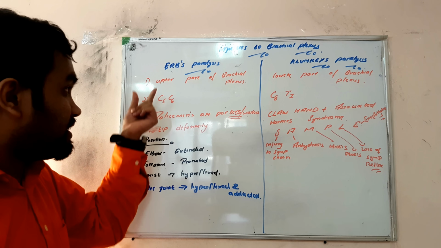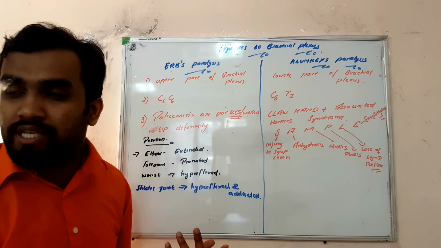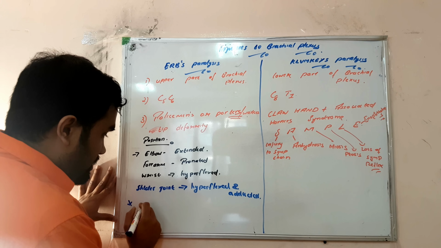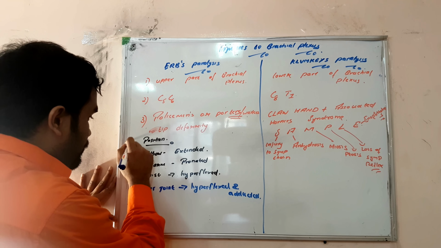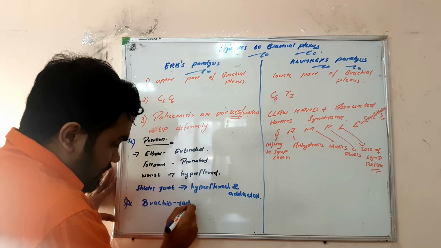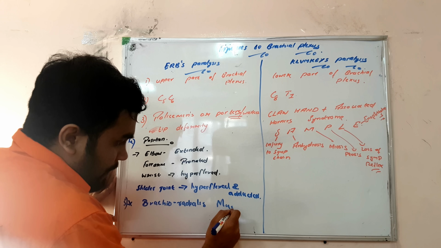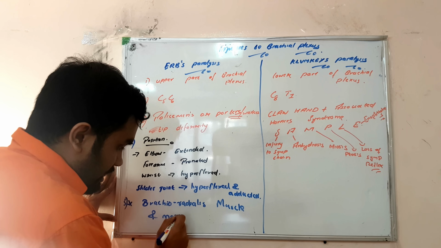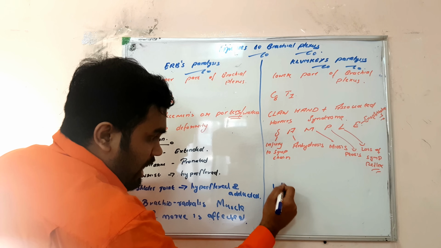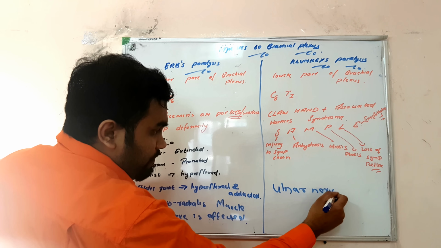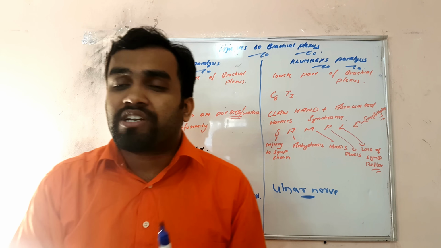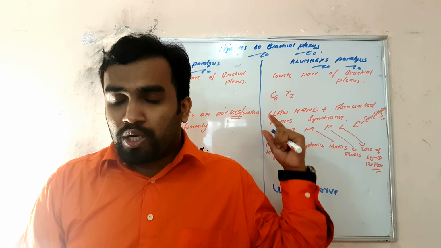The main muscle affected in Erb's is the brachioradialis muscle, as well as, if they ask the nerve, the brachioradial nerve. Main muscle and nerve affected is the brachioradialis, you can number it as 4. Here I told you it will be the ulnar nerve because C8, T1 is the root value for the ulnar nerve. So these are the main differences between Klumpke's paralysis and Erb's paralysis.